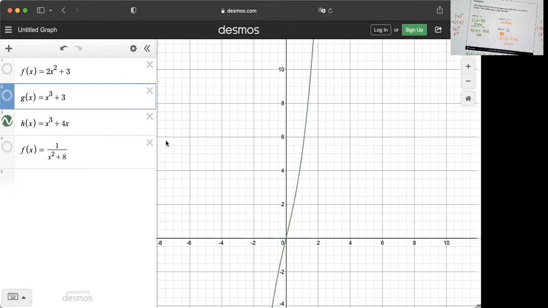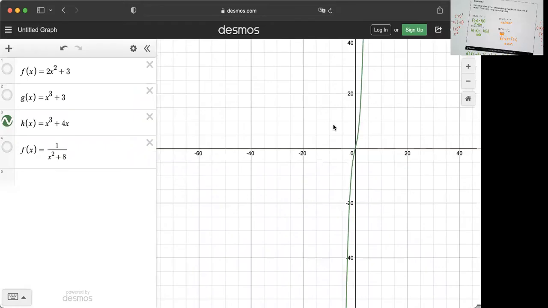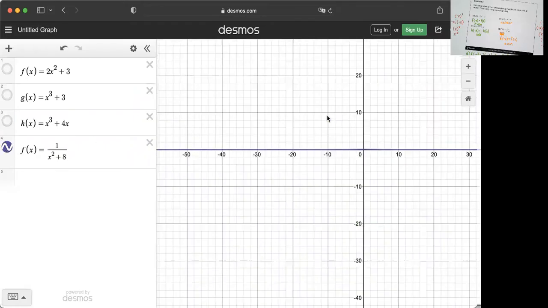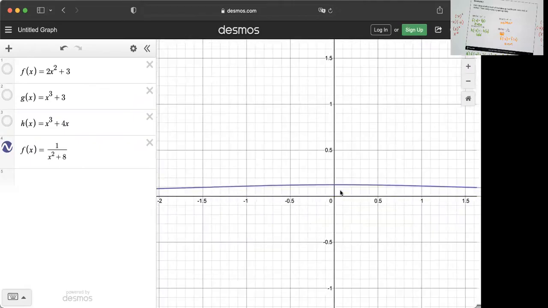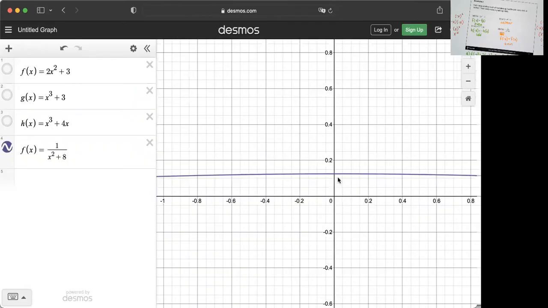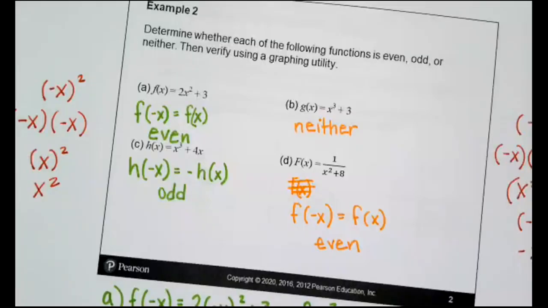Letter C was h of x, and we said that letter C was odd. Odd means symmetric with respect to the origin. So if I turn that upside down, it would look the same. And the last one, zoom that one in. That one we said is even, symmetric with respect to the y-axis. It mirrors itself along the y-axis. Okay.